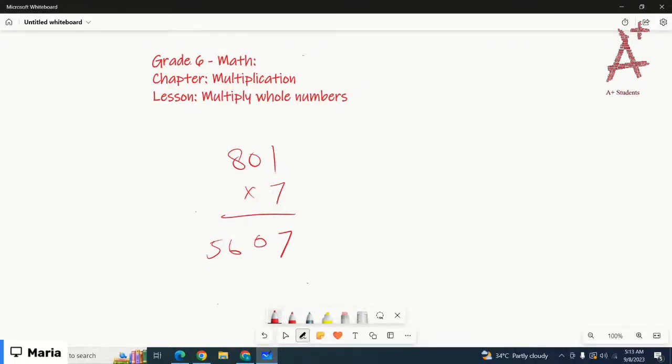Okay, the other example is 100 times 9. So which is the correct option?